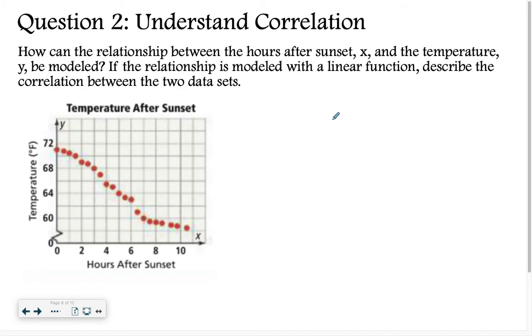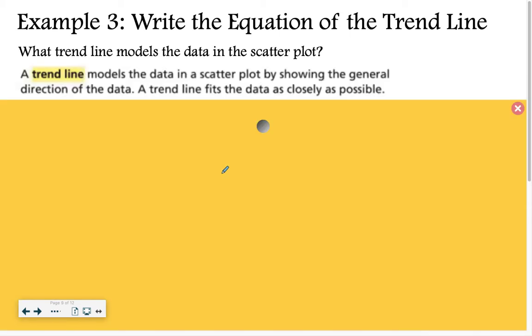Okay, so for question 2, I want to see if you understand the correlation. If you look at this graph and you determine the relationship between sunset and temperature, I want you to figure out, is this a positive, negative, or no correlation example? Good luck. Hopefully you realize that this has a negative correlation. As x increases, my y values are decreasing. I tried to draw a trend line into the graph for you guys to see.